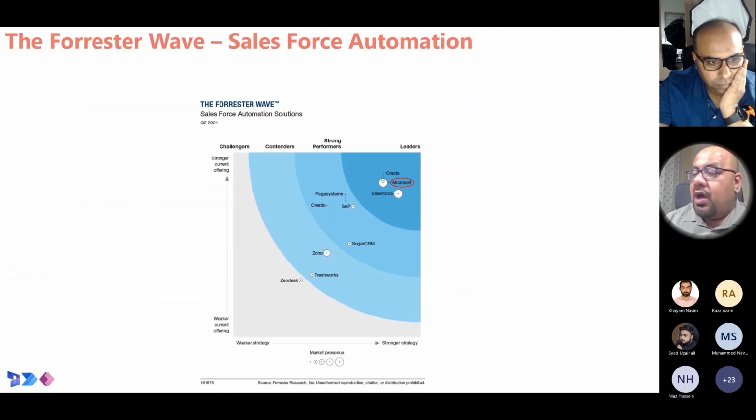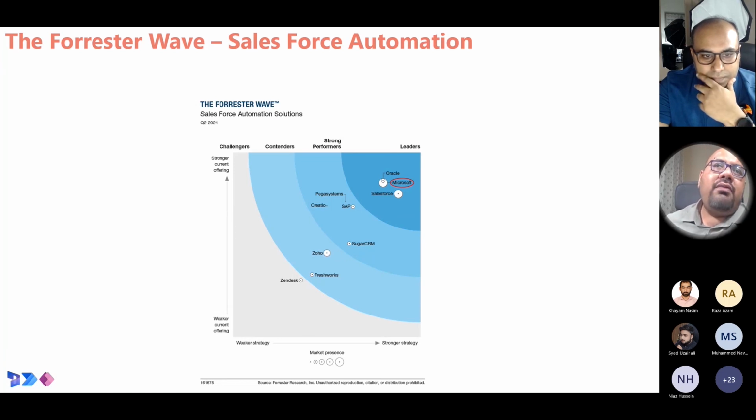Now, our core topic is Salesforce automation. Microsoft is one of the leaders. You can see Oracle and Microsoft are almost at the same location or same position here, and they are making a good market contribution.